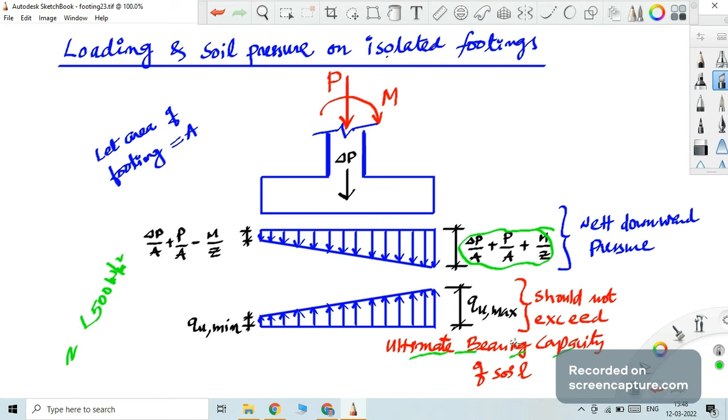So these are the types of soil pressure distribution beneath the foundation, and how the soil is supporting. This is the pressure exerted by the foundation, and the bottom trapezoidal distribution is the pressure provided, or support provided, by the soil to support the foundation.